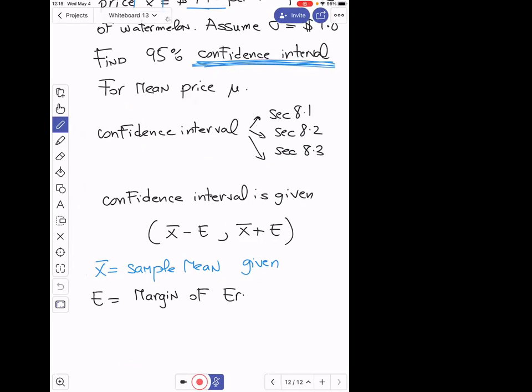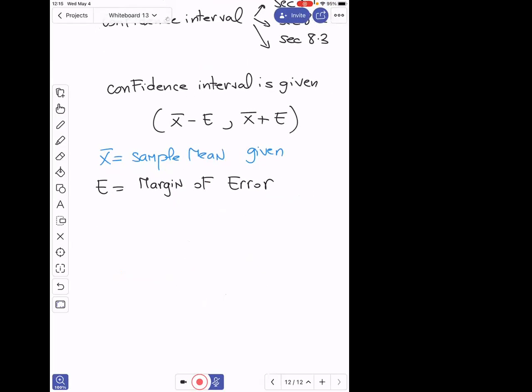Now the problem is, how do we compute this E? The X bar is always given in the problem. So the problem is, how do we compute E, right? Then there are two cases.